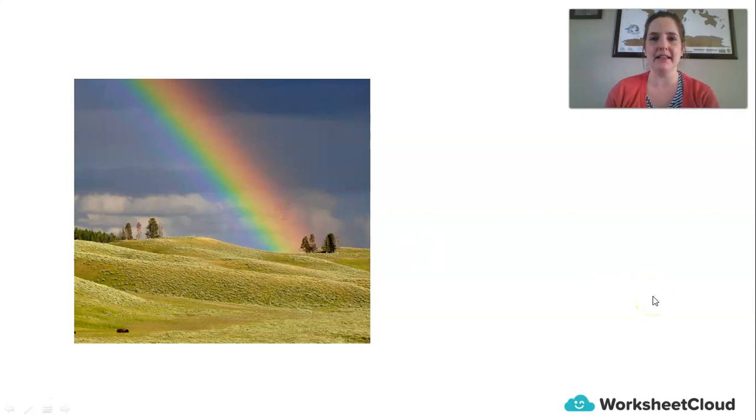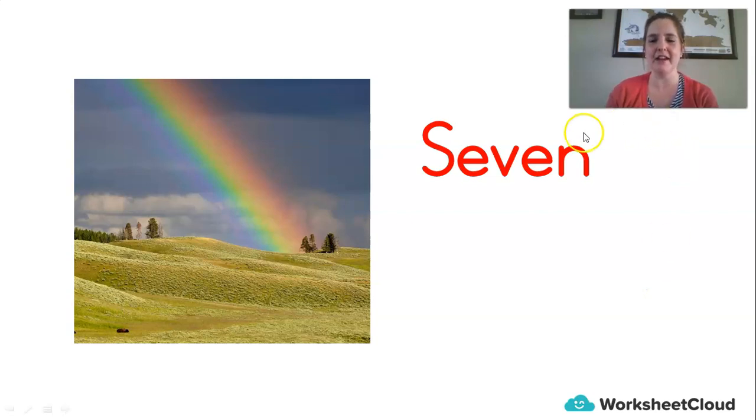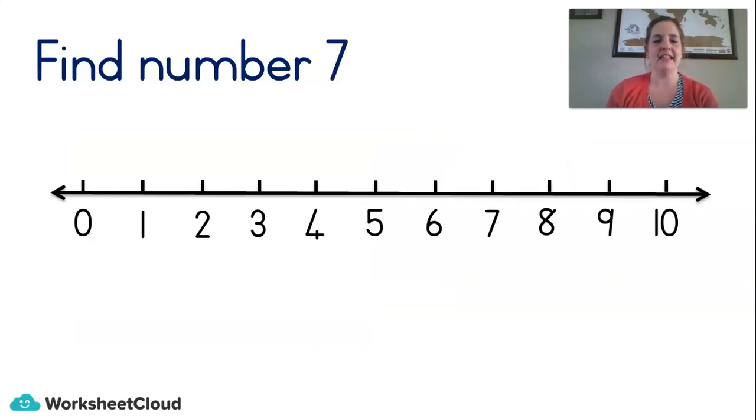Aha, the next one that we did just the other day: how many colors in a rainbow? 7. Right, this time we have the word first, 7. And the number symbol is 7. Good, you can make it with your hands if you do it upside down like this. 7. Did I do it backwards? I don't know. Okay, let's find number 7.